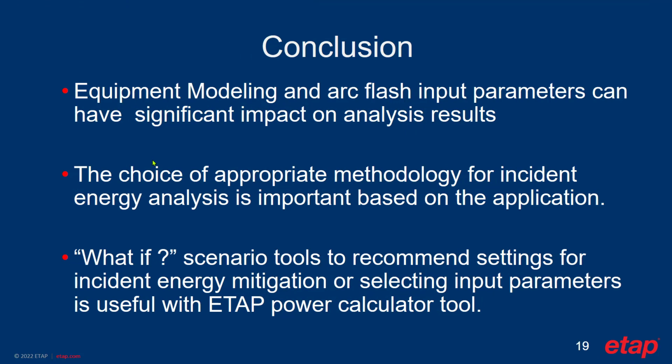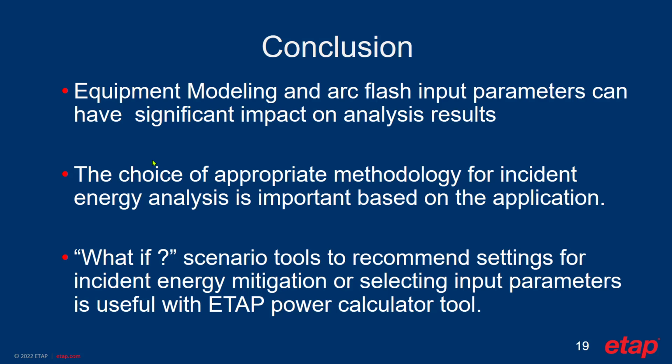Based on all the analysis performed and the lessons learned in terms of determining the right gap between the conductors, choosing the right mitigation technique, and choosing the appropriate method, the following conclusions were derived. The first one is that equipment modeling and the arc flash input parameters can have a significant impact on the analysis results. The main concern is choosing the correct switchgear type and the corresponding input parameters, including the actual dimensions, gap between the conductors, and electrode configurations, which make a significant impact on the analysis results.